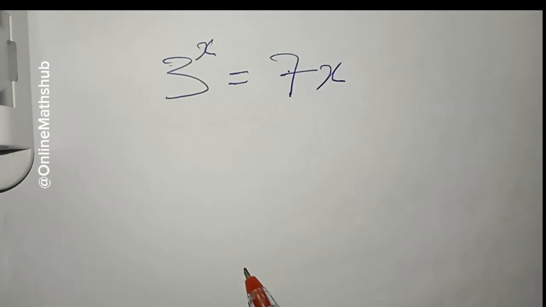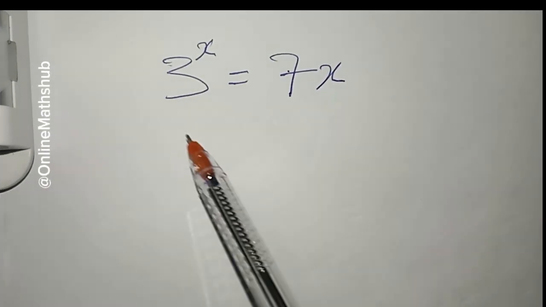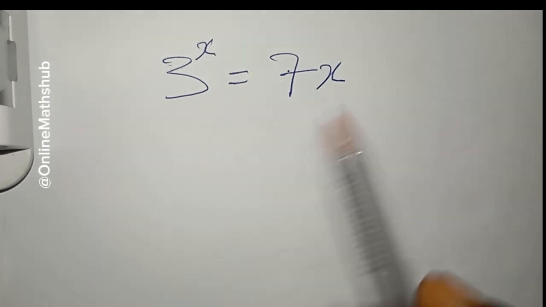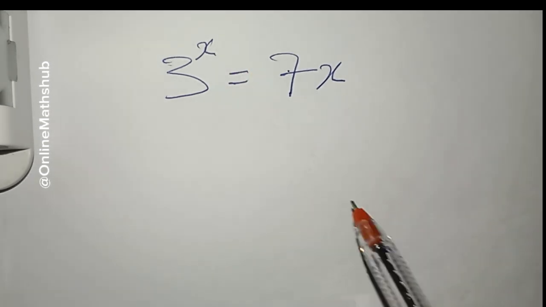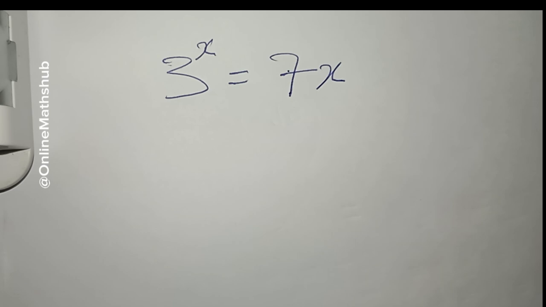So we're going to be solving this equation right here. What we have is 3 power x is equal to 7 multiplied by x. This is a typical math Olympiad problem, and I'm going to show you in this video how you can actually simplify this kind of question.